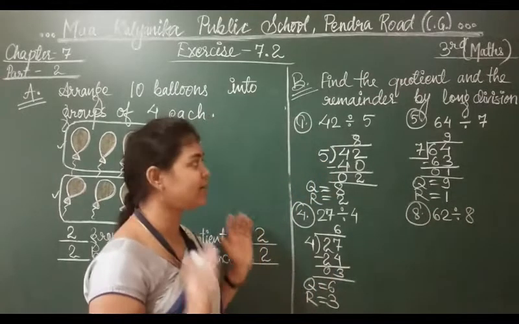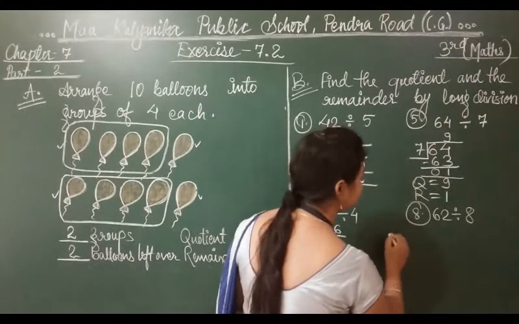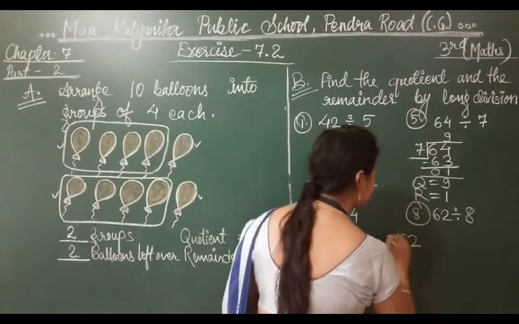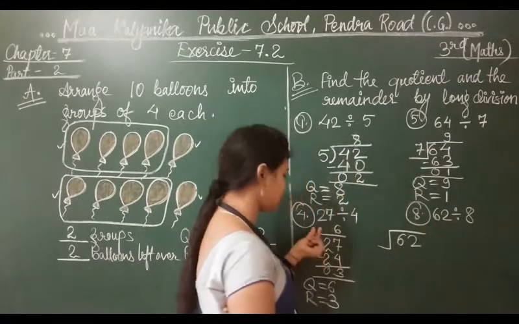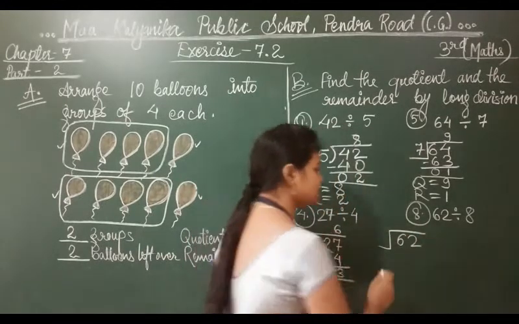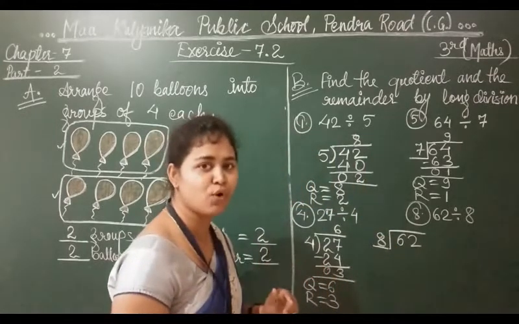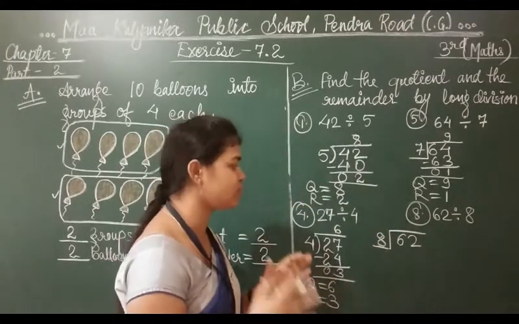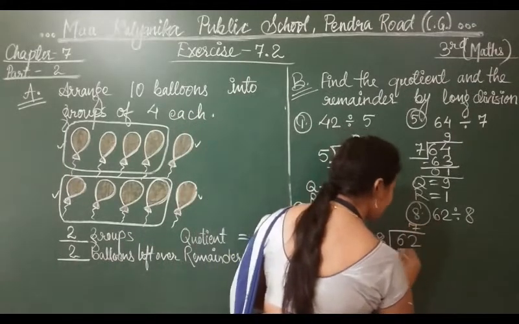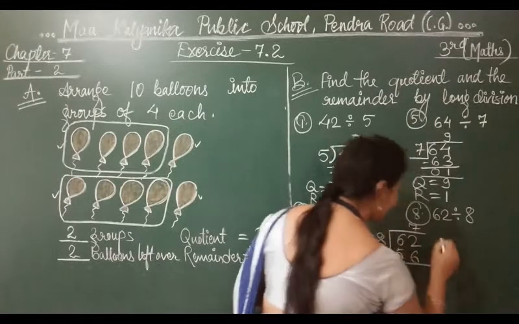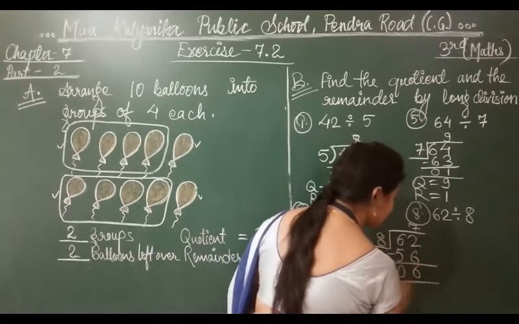Now question number 8. Last question I am solving once again for you. So this is 62 divided by 8, I am putting this sign. You can put both. Either you can solve like this or you can write like this also. 8 8s are 64. 64 is greater. So 8 7s we will take. 8 7s are 56. So now 12 minus 6 is 6 and 5 minus 5 will be 0.